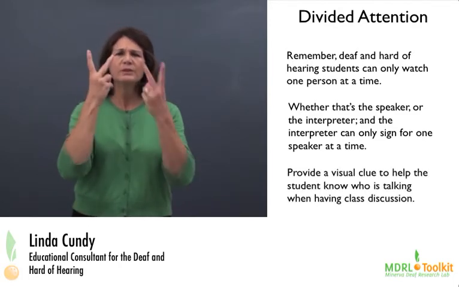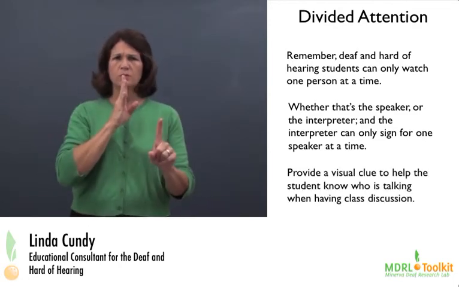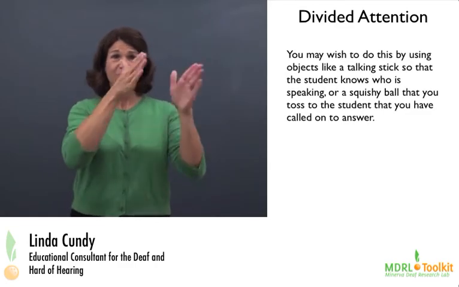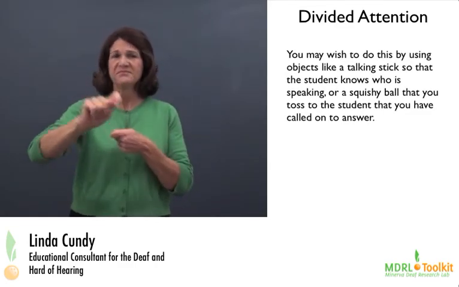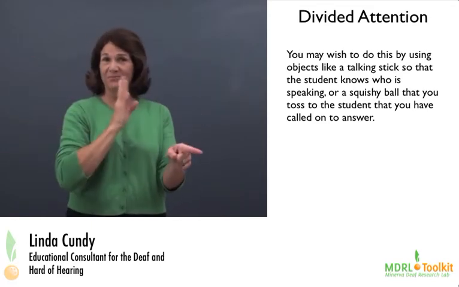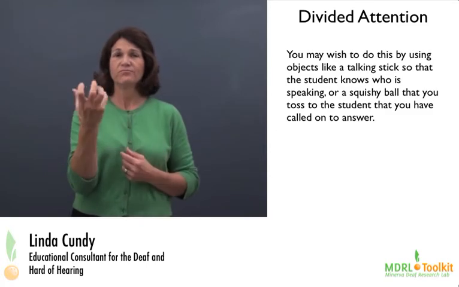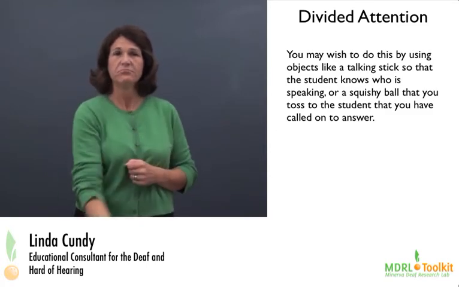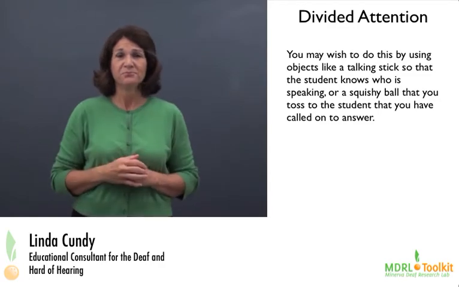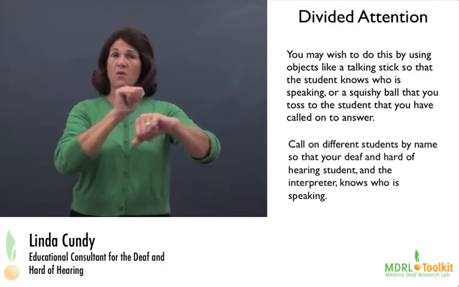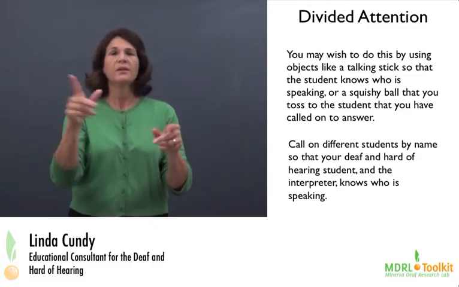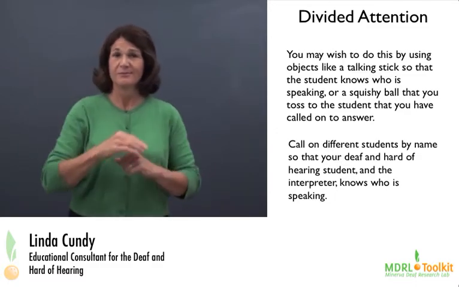Provide a visual clue to help the student know who is talking when having class discussion. You may wish to do this by using objects like a talking stick, so that the student knows who is speaking, or a squishy ball that you toss to the student that you have called on to answer. Call on different students by name so that your deaf and hard of hearing student and the interpreter knows who is speaking.